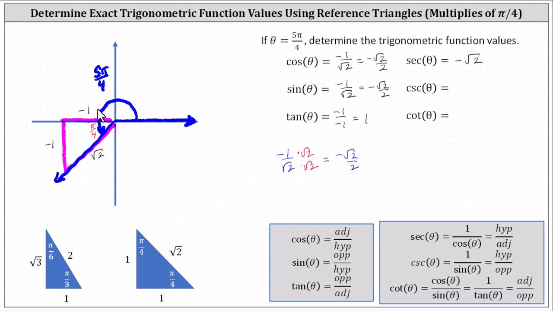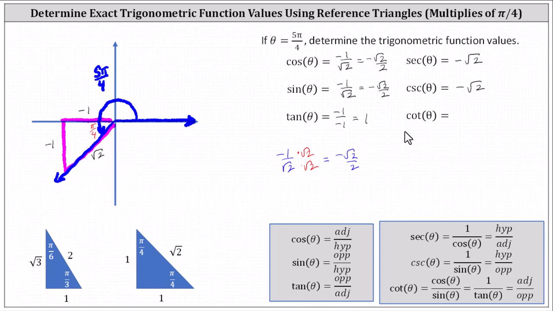Cosecant theta equals the reciprocal of sine theta, which is square root 2 divided by -1, or negative square root 2. Or using the reference triangle, cosecant 5 pi divided by 4 equals the ratio of the hypotenuse to the opposite side, which still gives us negative square root 2.